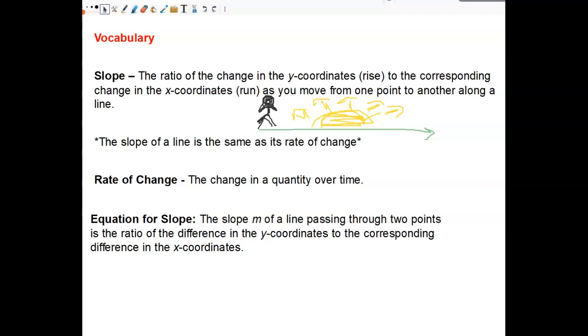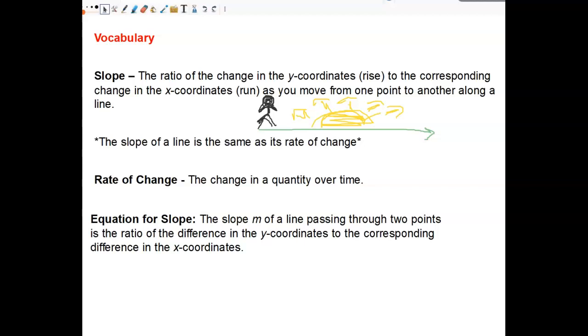So the slope of the line is the same as rate of change. If you hear me say slope or rate of change, they actually mean the same thing. Rate of change is simply the change in a quantity over time. If you're taking physics, rate of change is oftentimes referred to as velocity, because it is the change in distance over the change in time. When you're driving your vehicle, your speed is your rate of change.